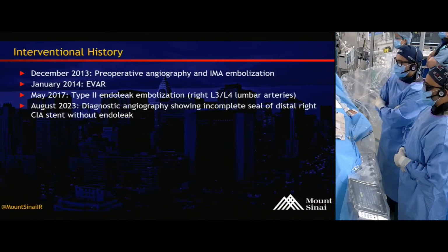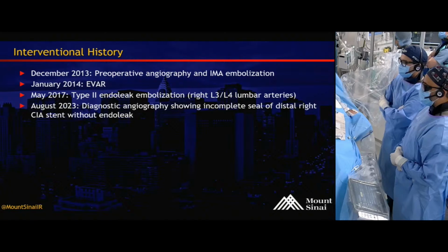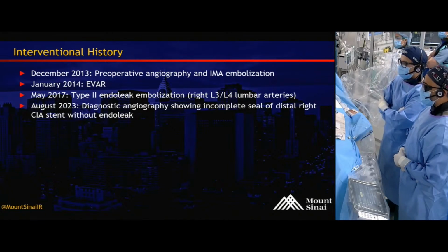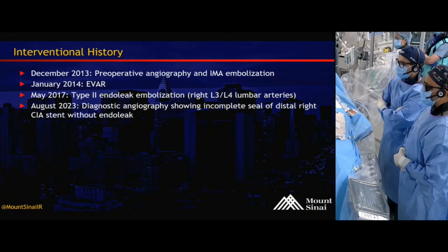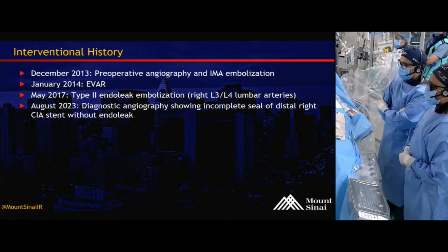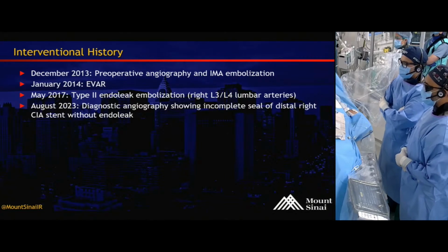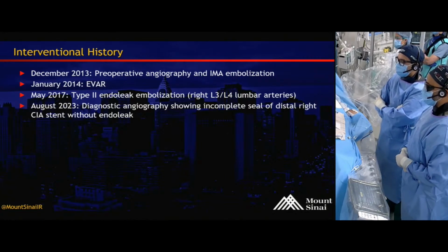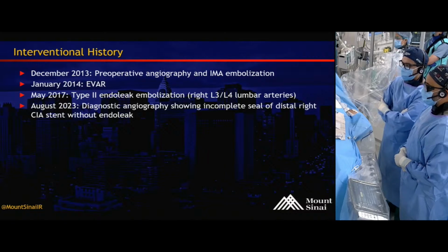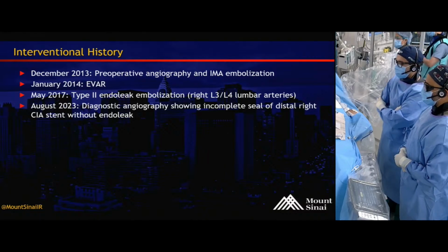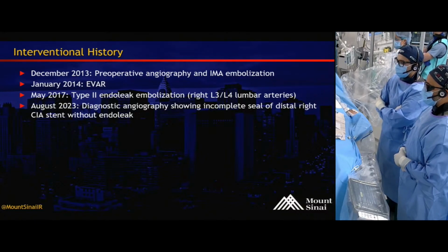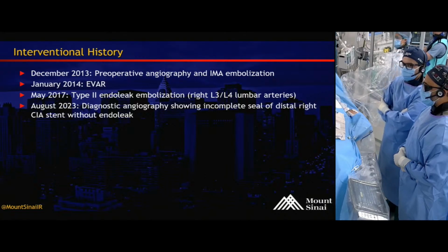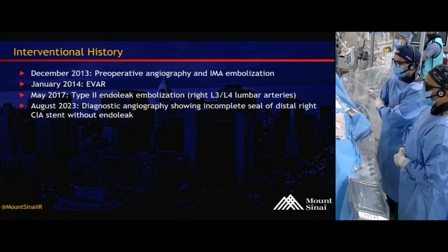In terms of his interventional history, preoperatively prior to his EVAR, we did an abdominal angiography and IMA embolization. He had his EVAR done in January of 2014. He came back to us in May of 2017 for a type 2 endoleak embolization, where we embolized the right L3 and L4 lumbar arteries. And in August of 2023, we brought him back for diagnostic angiography, which showed an incomplete seal along the distal right common iliac artery stent without an endoleak at that time. Next slide, please.